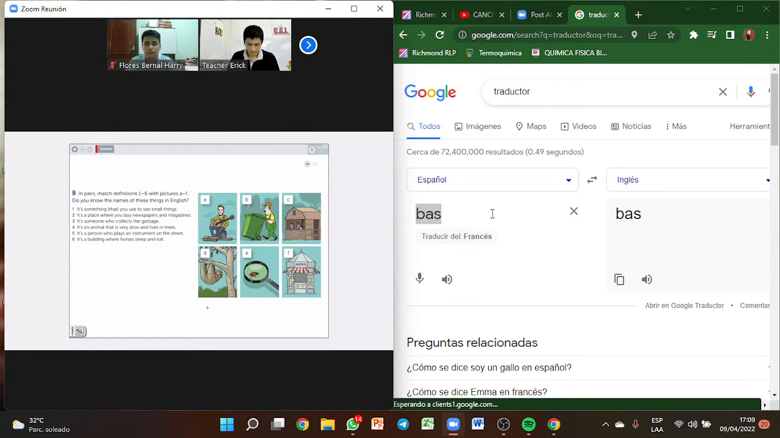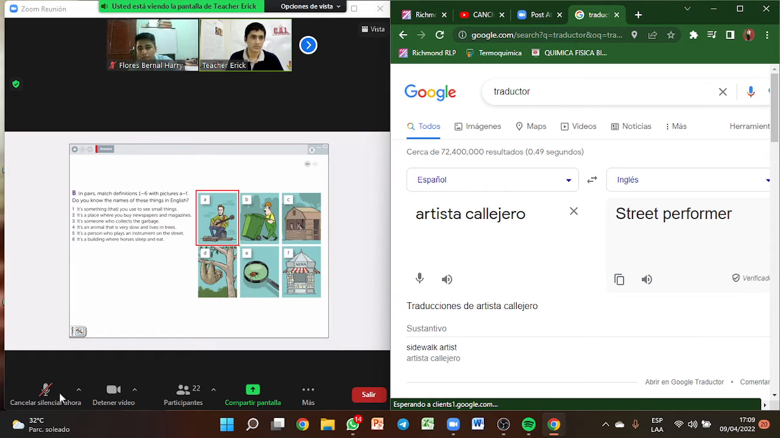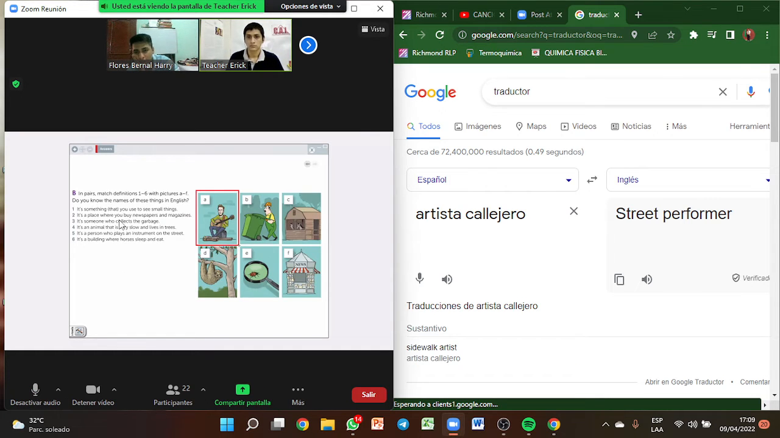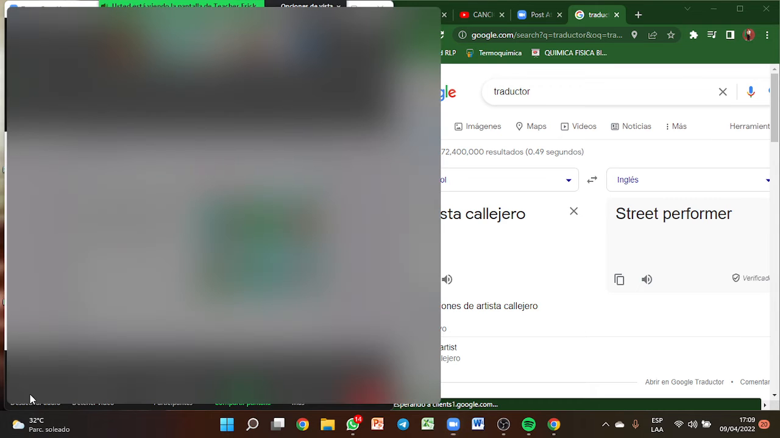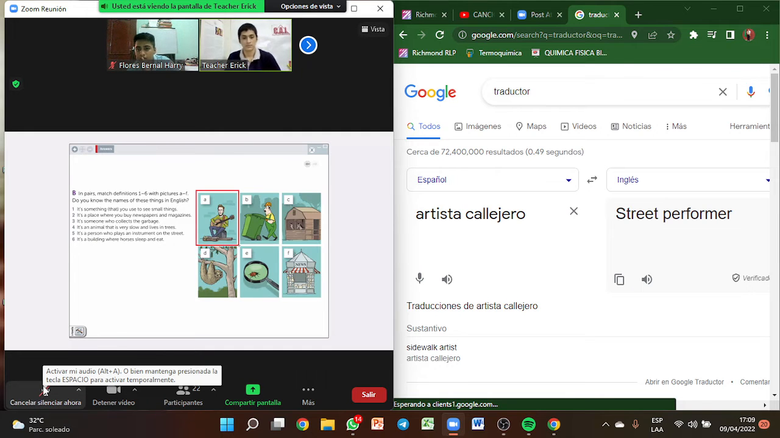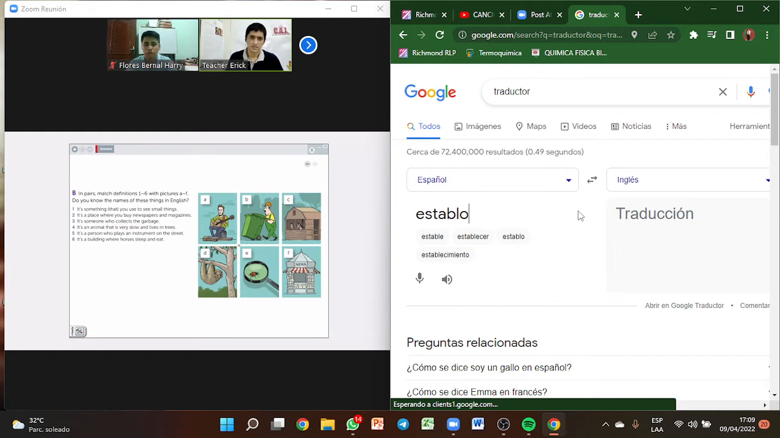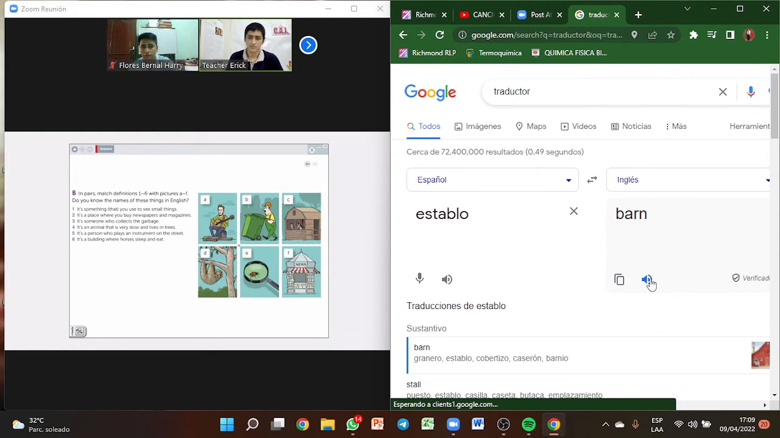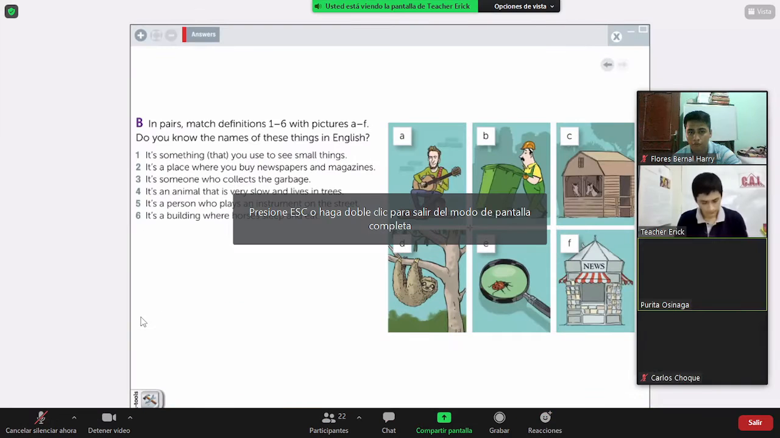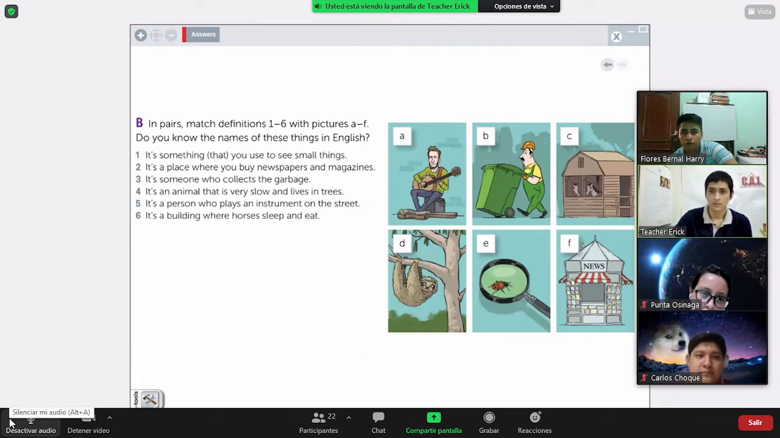Letter A. So how do we call these people? Street musicians, as we say. Street performer. Street performers or musician, right? Because he's playing a guitar, so maybe it's a street musician. Number 6, it's a building where horses sleep and eat. Barn. Stable. Okay, and this one is barn, farm or stable.